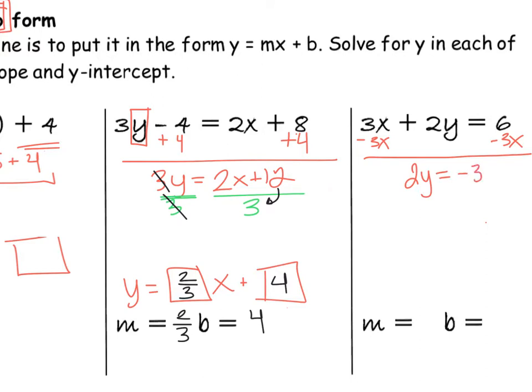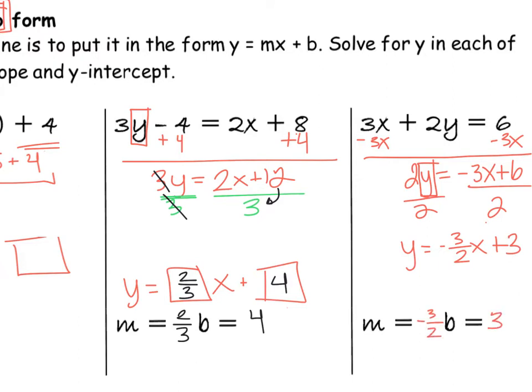So I'm subtracting 3x from both sides. And remember, I want y by itself, so I am dividing by 2. And I get y equals negative 3/2 x. And dividing 6 by 2, I get 3. So a slope of negative 3/2 and a y-intercept of 3.